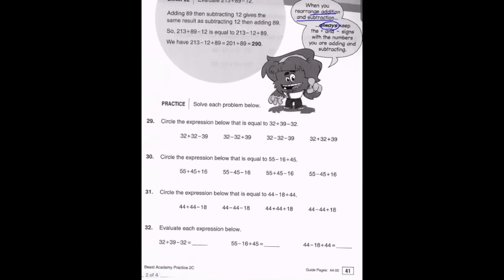So we'll look at problem 29. And so it says, circle the expression below that is equal to 32 plus 39 minus 32.